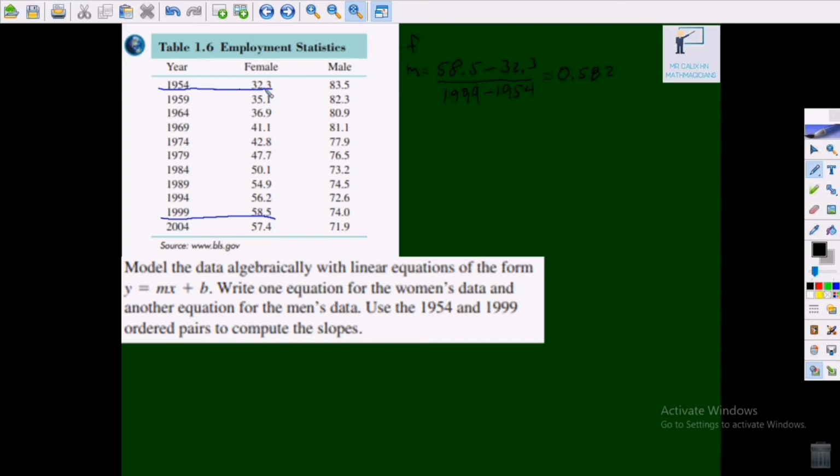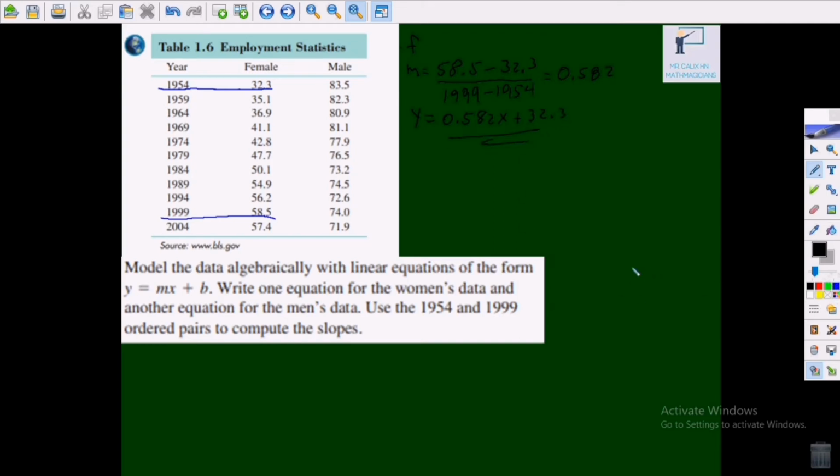And since this is the first year, we're going to deduce that this is my y-intercept. That means that is my b. My equation for female is y is equal to the slope 0.582 x plus 32.3. And this is your equation for your female.